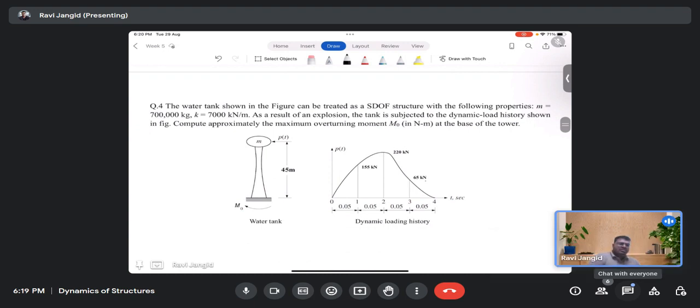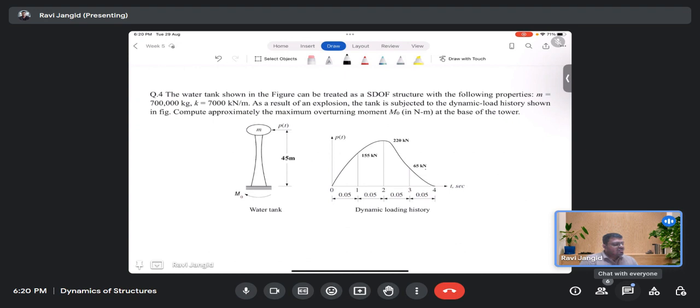Is this kind of problem also done? That same problem or a different one? Yeah, it is different. I think the diagram was different, triangular loading. Yes, yes, loading was different. Okay.